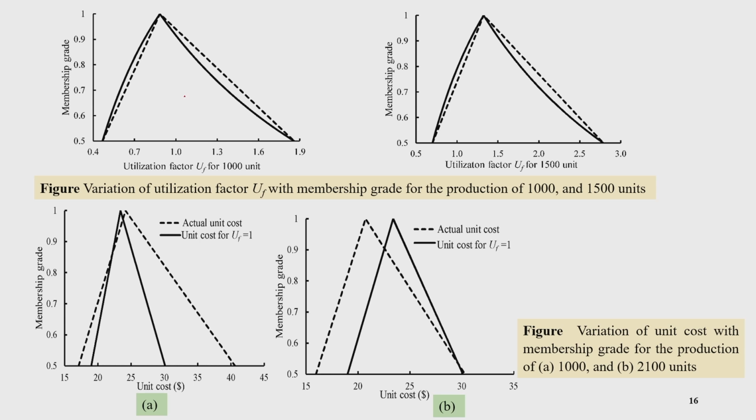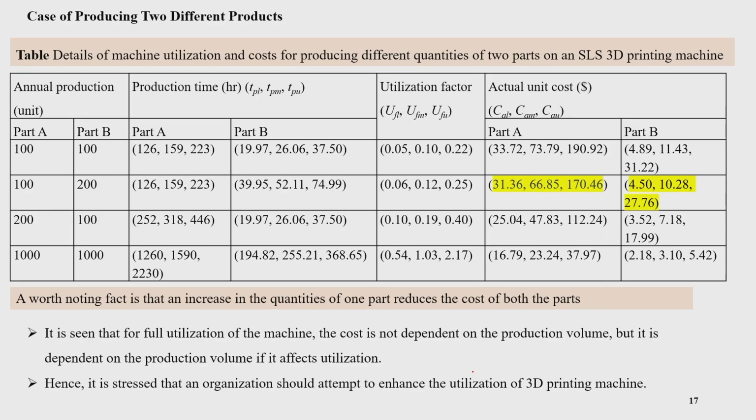It can also be represented graphically. The utilization factor for 1000 units will be like this, and for 1500 units it will be even more, that means more utilization. Similarly, the variation of unit cost with UF equal to 1: the actual unit cost is coming like this for 1000 units, and if I make 2000 units, then my actual unit cost will be lesser. That is also depicted in a fuzzy way.